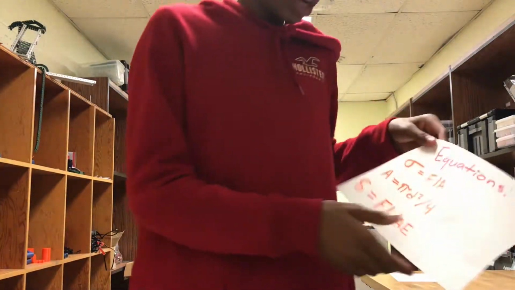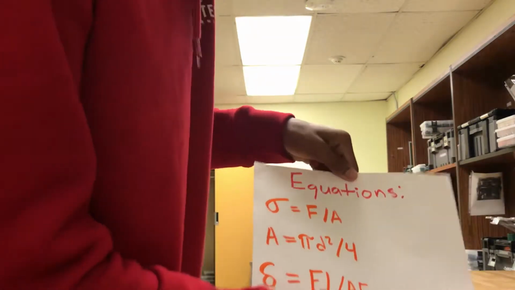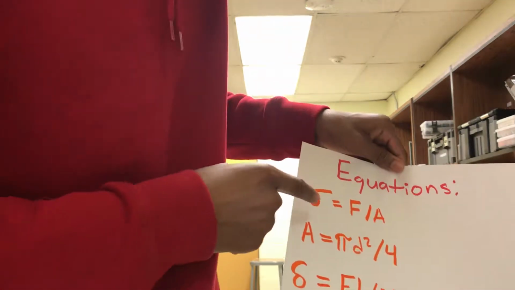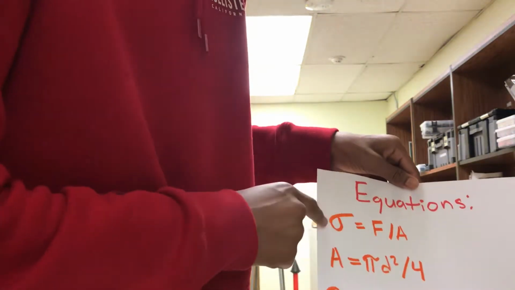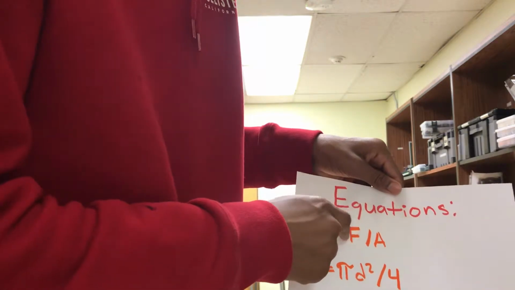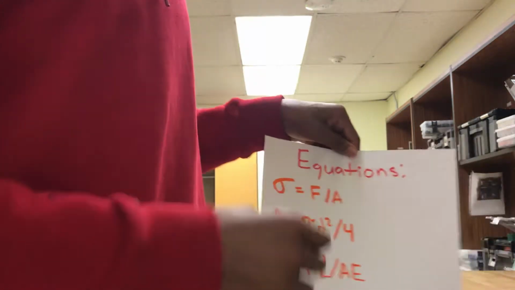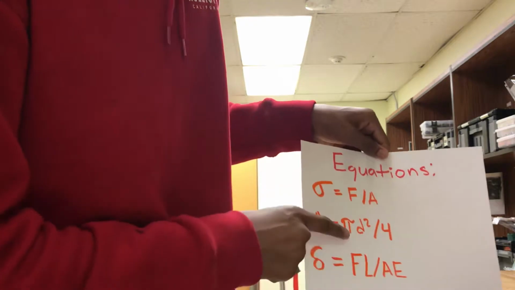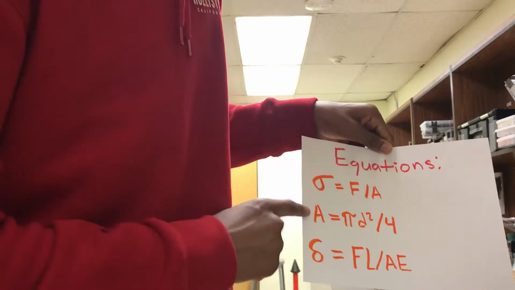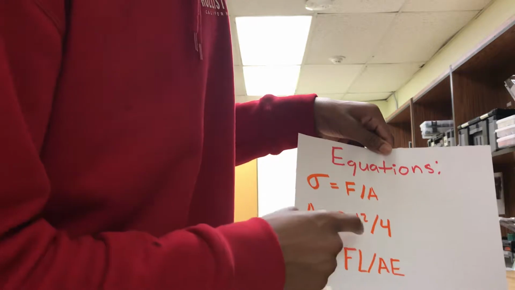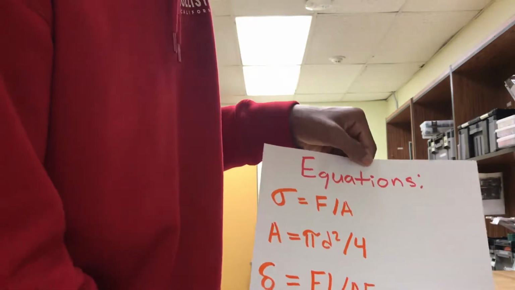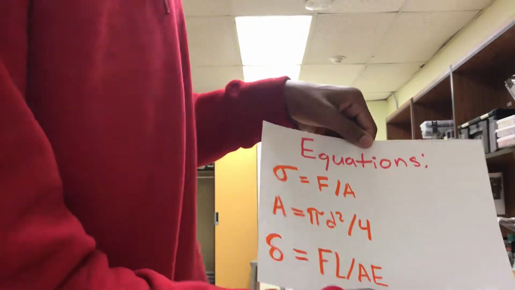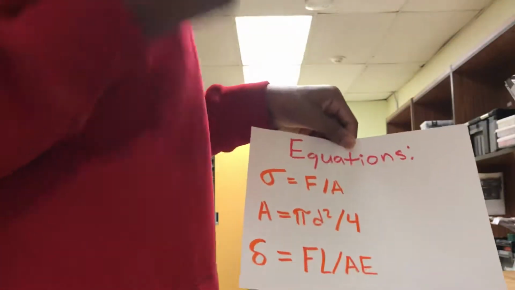Now here are the equations that we must use to complete this problem. We must find area, that way we can get the diameter, which is stress equal to force divided by area. Now once we get the area, we must use it to find the diameter, which is area equal to pi times the diameter squared divided by 4. Now, that will give us our diameter. So that means that we have one of our problems solved. But we must get the length.